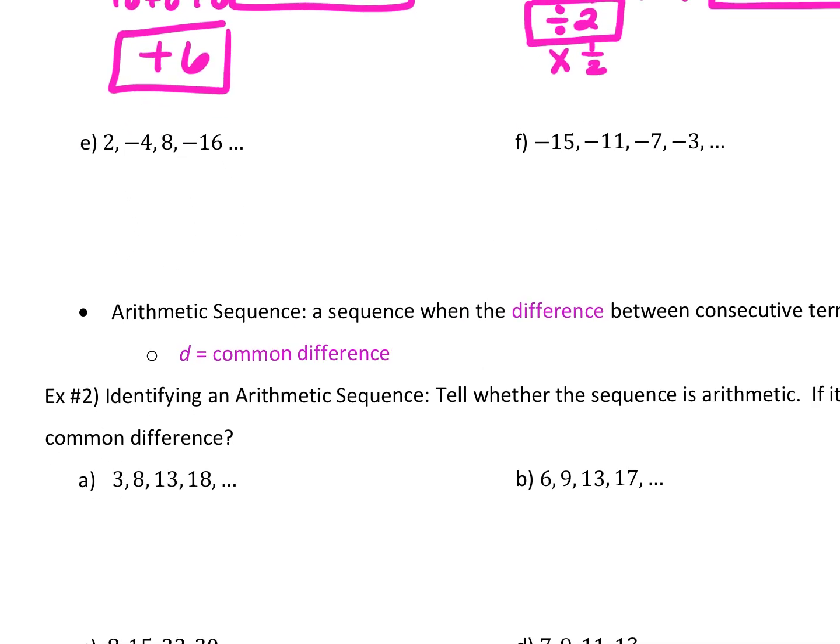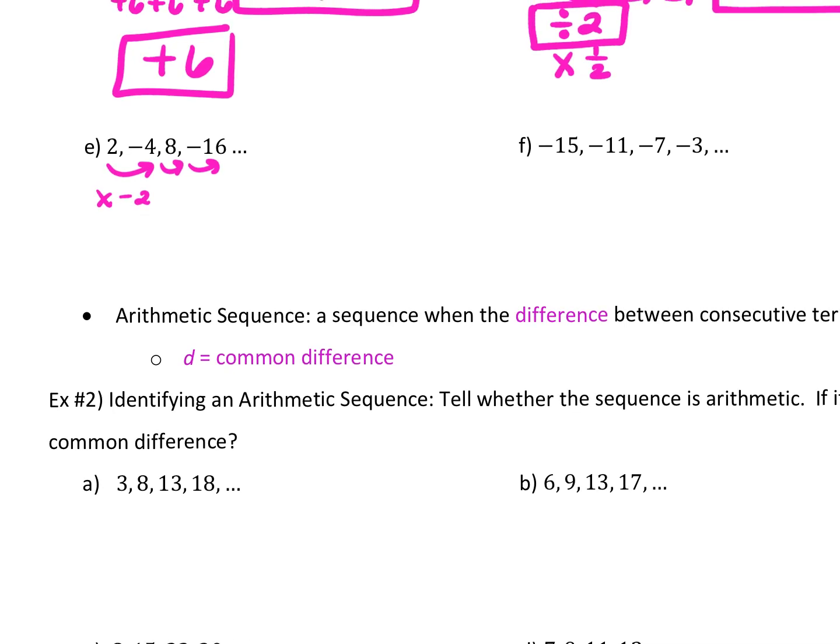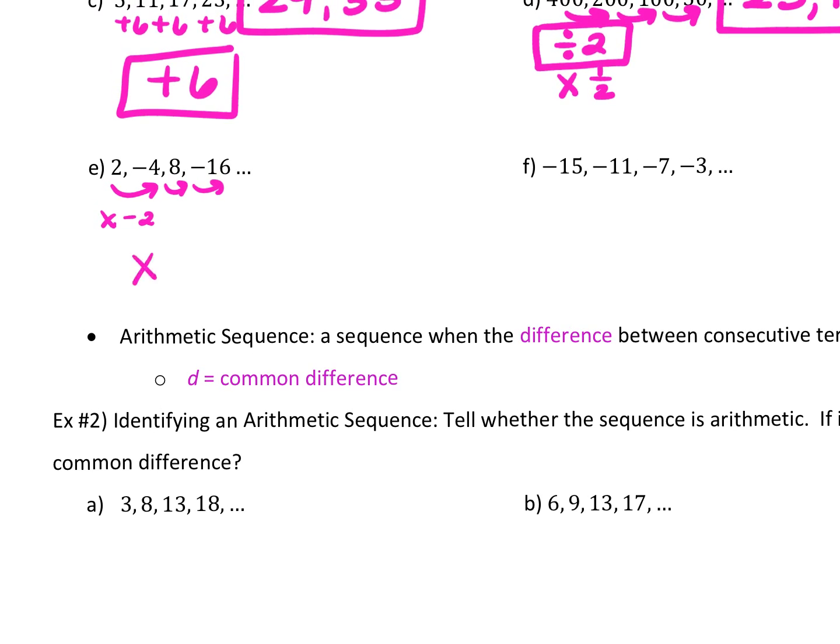Okay, look at E. How do you get from 2 to negative 4, 4 to negative 8, or negative 4 to 8? You're multiplying by a negative 2 each time. Okay, so times a negative 2. You don't have to put the parentheses, but otherwise it looks kind of like x minus 2. So times negative 2. So what's your next term going to be? Positive or negative? Positive. Positive, 32. And then the next one? Negative 64.